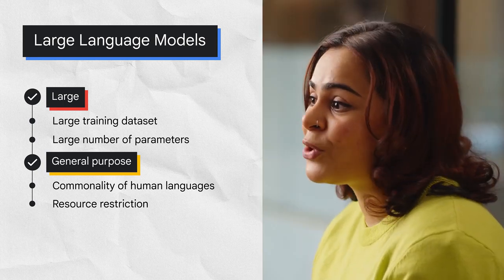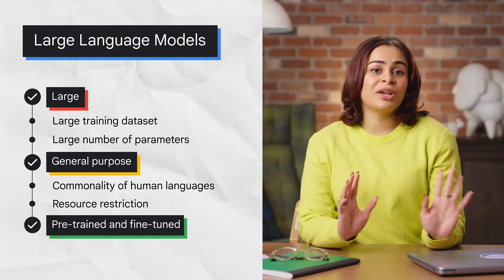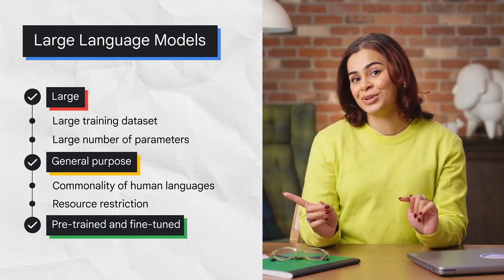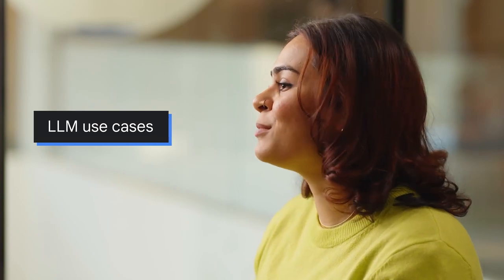So this leaves us with our last terms, pre-trained and fine-tuned, which mean to pre-train a large language model for a general purpose with a large dataset, and then fine-tune it for specific aims with a much smaller dataset. So now that we've nailed down the definition of what large language models, LLMs, are, we can move on to describing LLM use cases. The benefits of using large language models are straightforward.